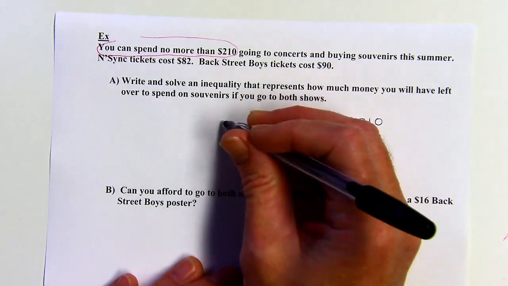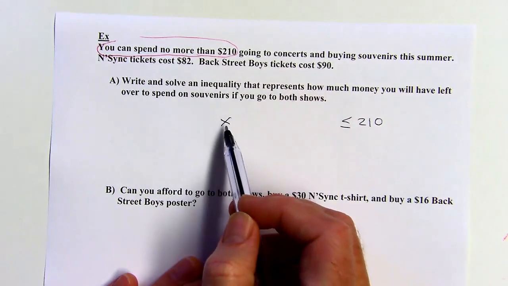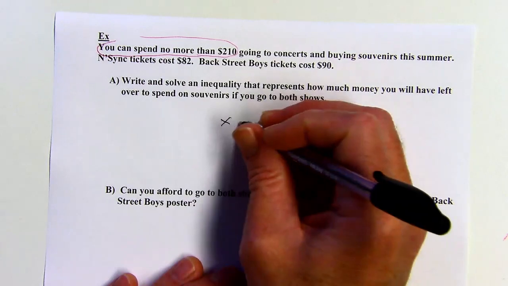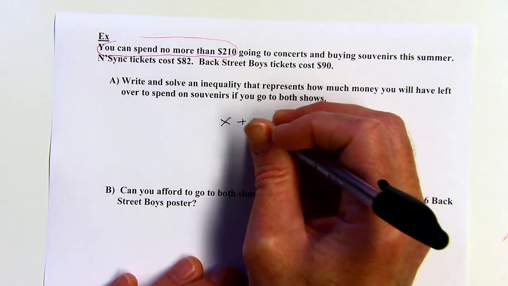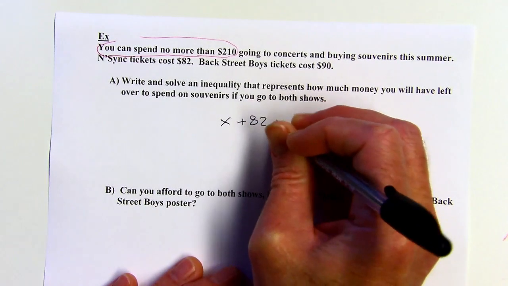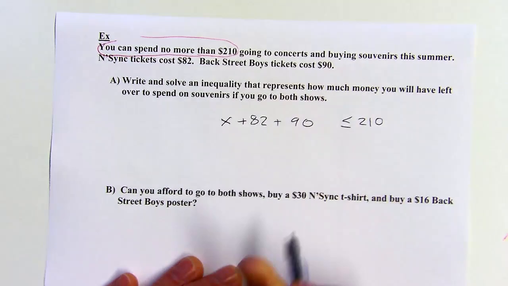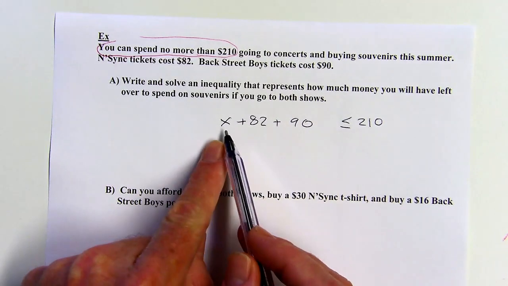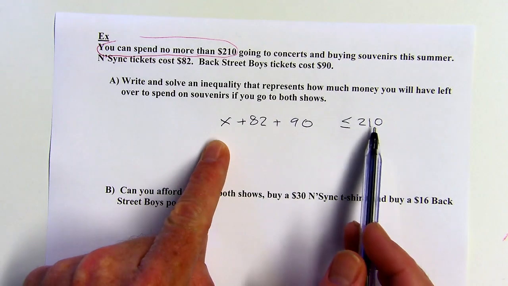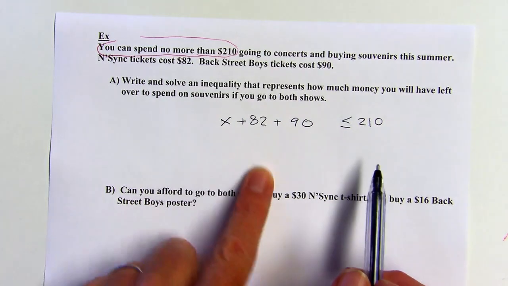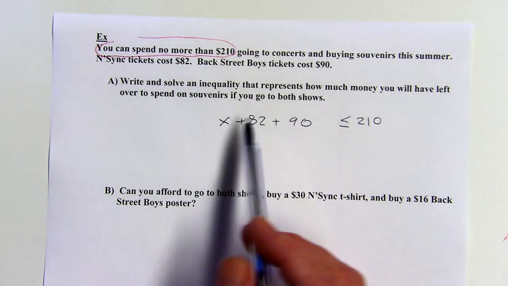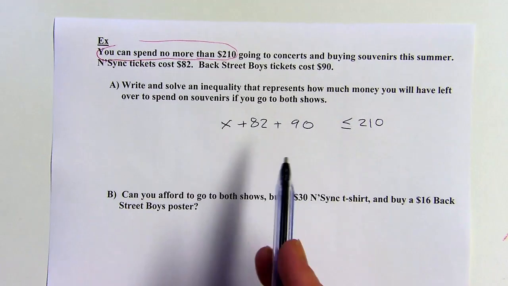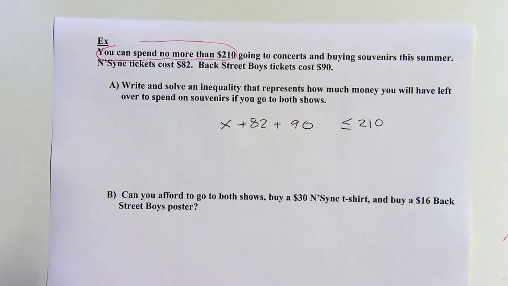Okay, so let's say the amount of money we have left over will be x. Okay, we've got, and then it's going to cost $82 for NSYNC and $90 for Backstreet Boys. Okay, so I've got the price of both shows there, plus the leftover money for souvenirs, and I know this has to be less than or equal to $210. Okay, so I've written the inequality, and now I'm going to solve it to see how much money we're actually going to have left over.